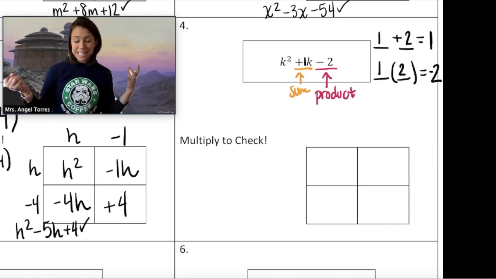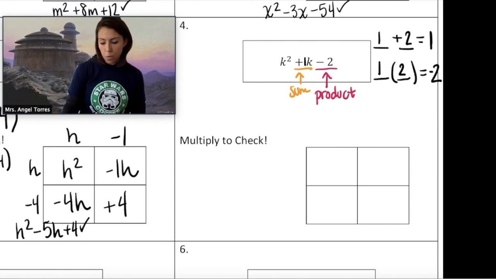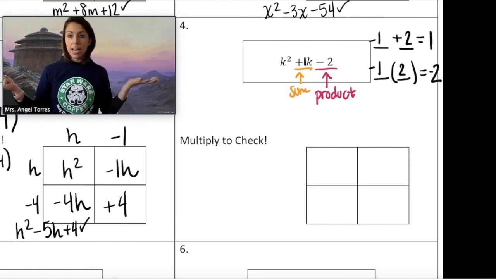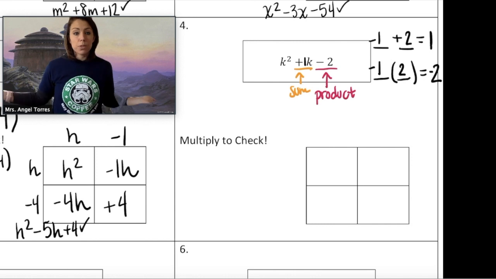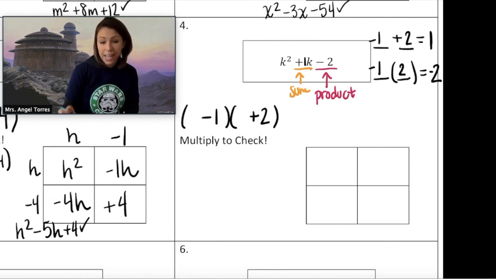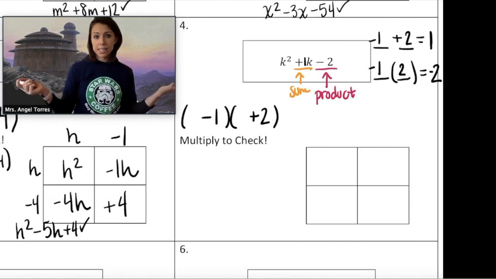But because it's negative, one of those has to be negative. So let's try making 1 negative and see what happens. -1 times 2 is -2, and -2 plus 1 is 1. So that worked. So let's go ahead and write out our product of two binomials. We're going to make the constant -1 in the first and +2 in the second. And that order doesn't matter. If you put +2 first and -1 second, it's fine.